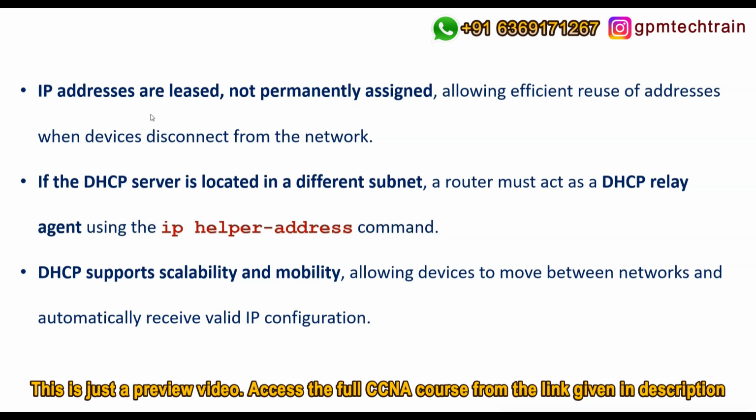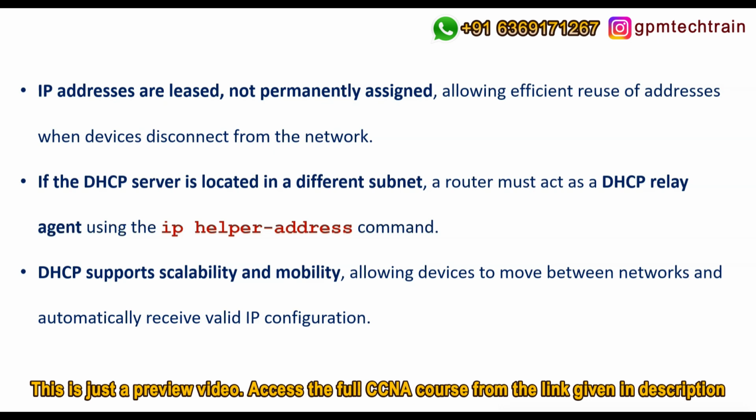So that's what is mentioned here. IP addresses are leased and not permanently assigned, allowing efficient reuse of addresses when devices disconnect from the network. This is very helpful to avoid IP wastage. For example, when people are working in shifts, if one IP is allocated to a device and it is a kind of permanent allocation, then after the shift time of that particular user, that IP is still unused, right? However, in this lease method, if that user logs off, then that IP will be released after the lease period. So the same IP can be allocated or offered to some other devices in the network.